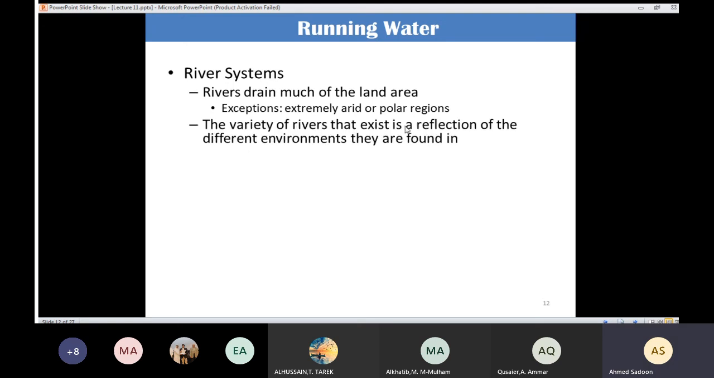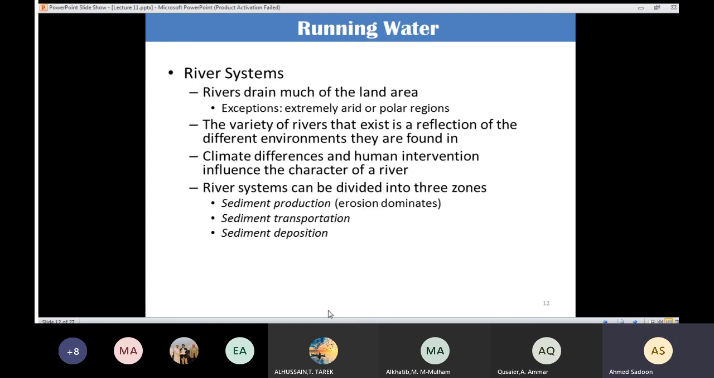And also, the variety of rivers that exist is a reflection of the different environments they are found in. So a river is not only a stream that absorbs water from the surrounding area, but also a reflection of the different environment around it. If you have human intervention or climate differences, this is going to affect the character of the river. For example, building a dam is human intervention. If you build a dam in a river, you are going to change the character of the river. Many things are going to change. So human intervention or climate differences will be reflected in the river.